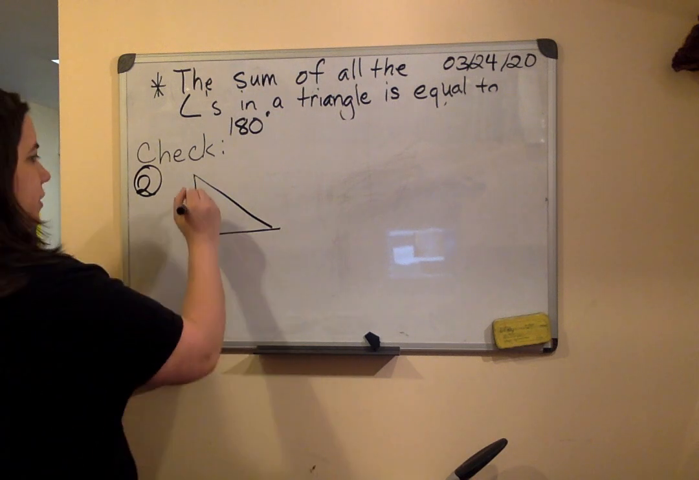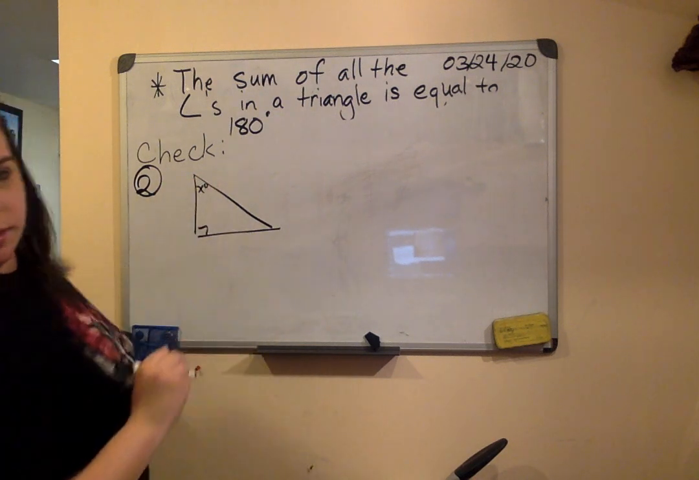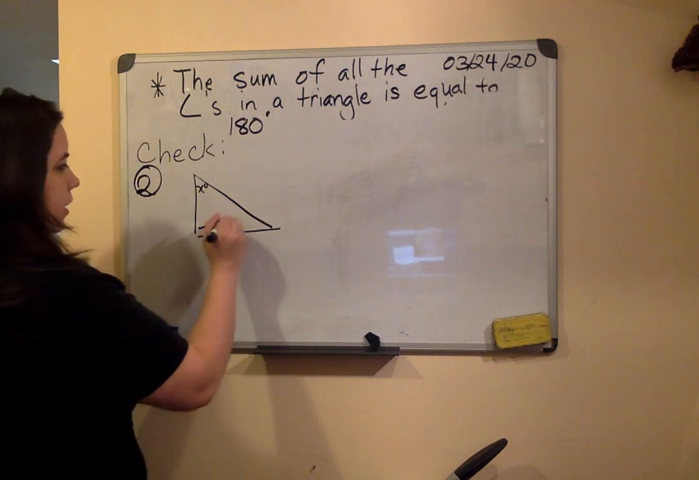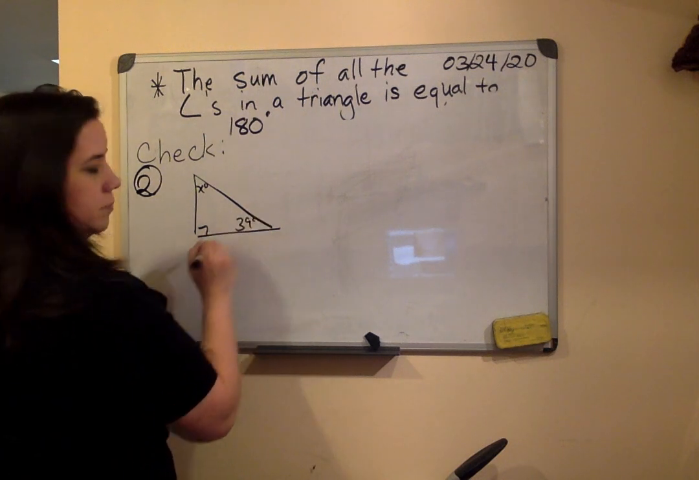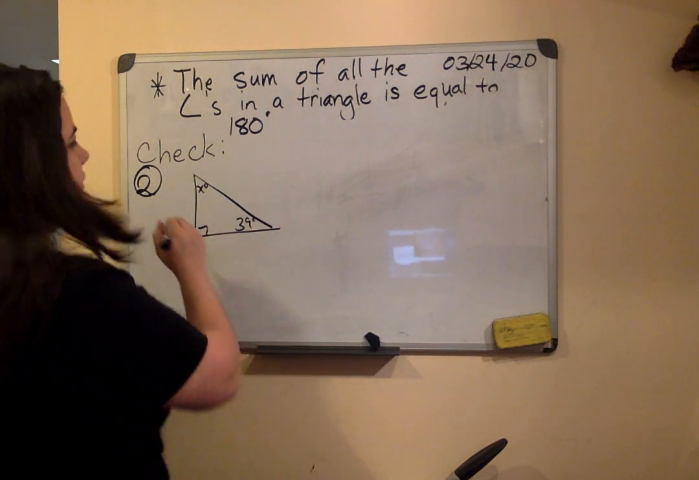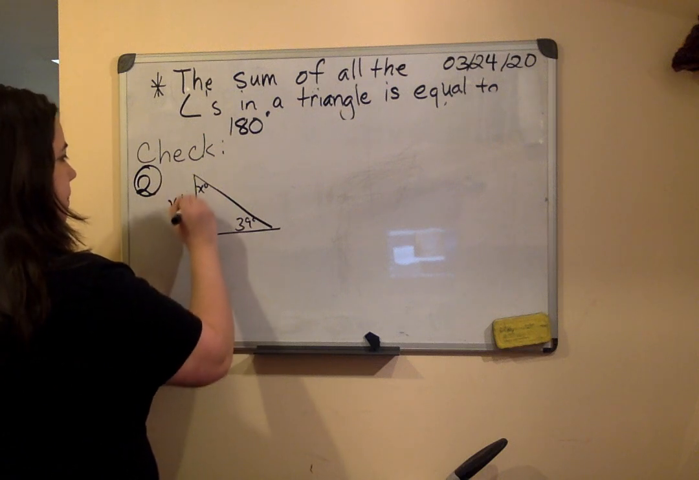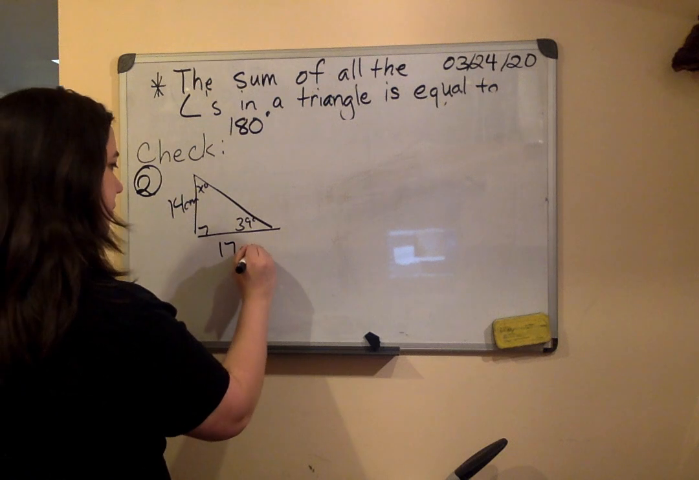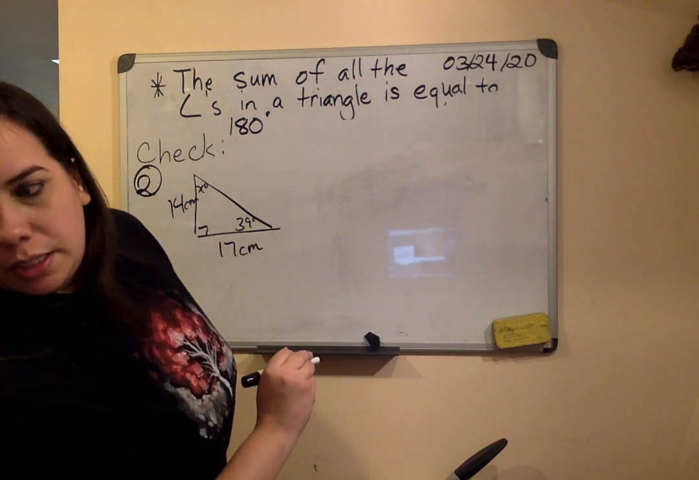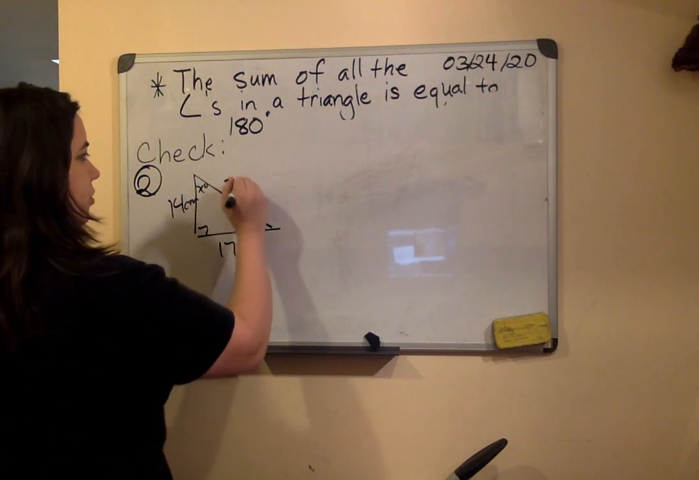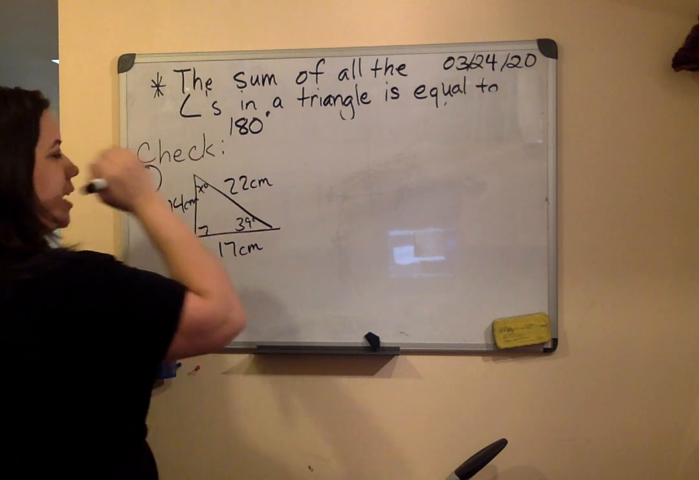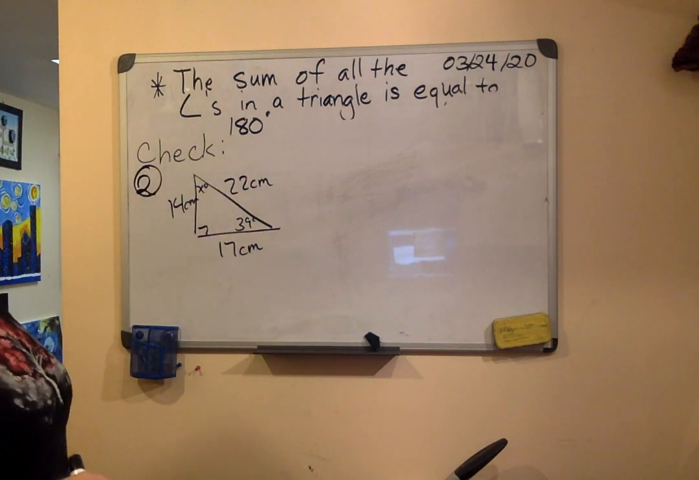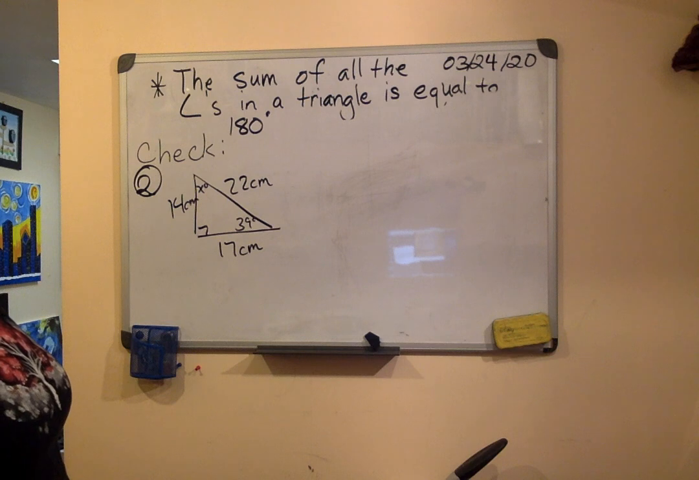And this is x. This is 39. We have 14 centimeters, 17 centimeters, and 22 centimeters. I think we know the sides one, but let's go ahead. And we know the angle one, don't we?